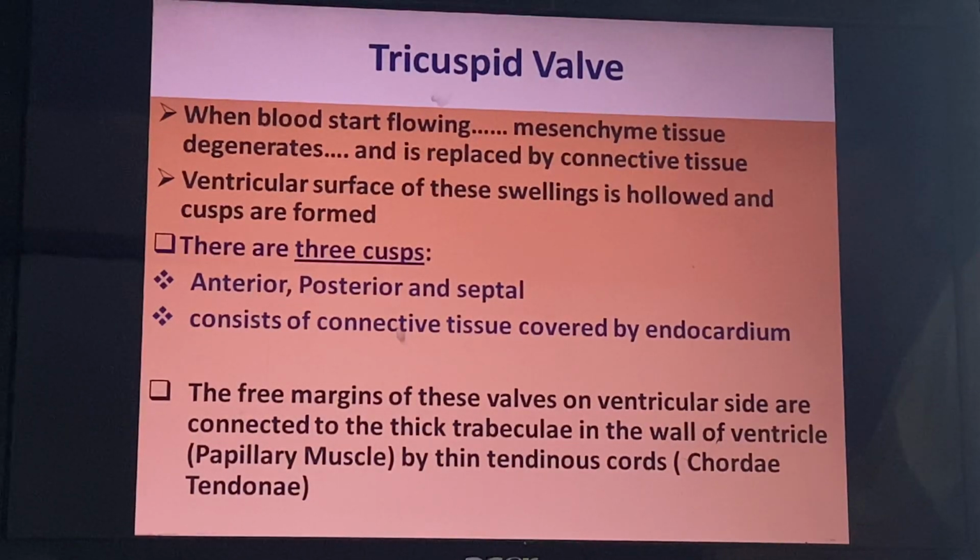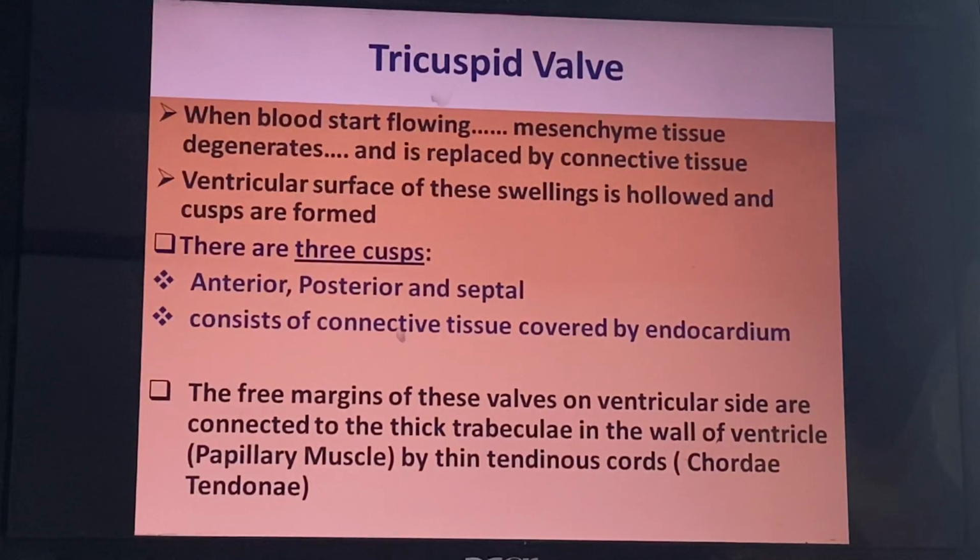Now, there are three cusps depending upon the location of those mesenchymal proliferations. So, three cusps are there on the right side, that is anterior, posterior and septal. So basically, what are these cusps? These are made up of connective tissue covered by endocardium.